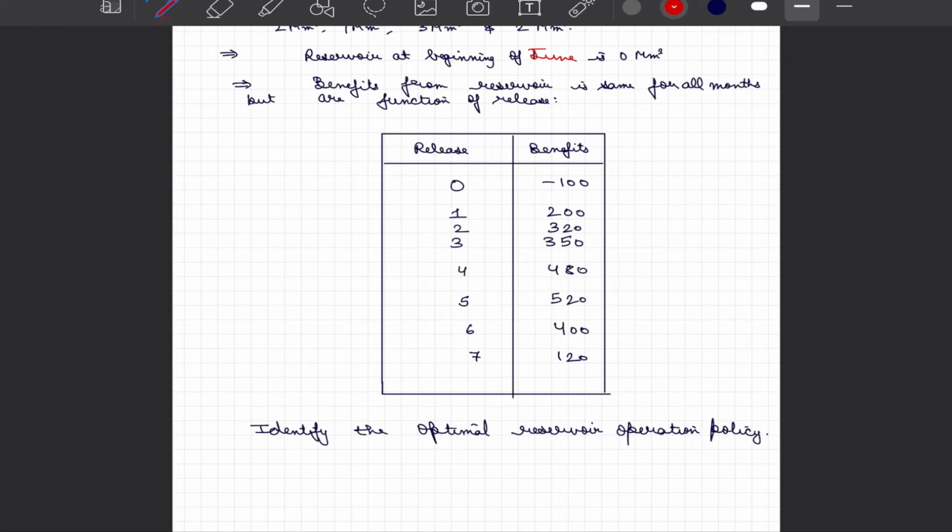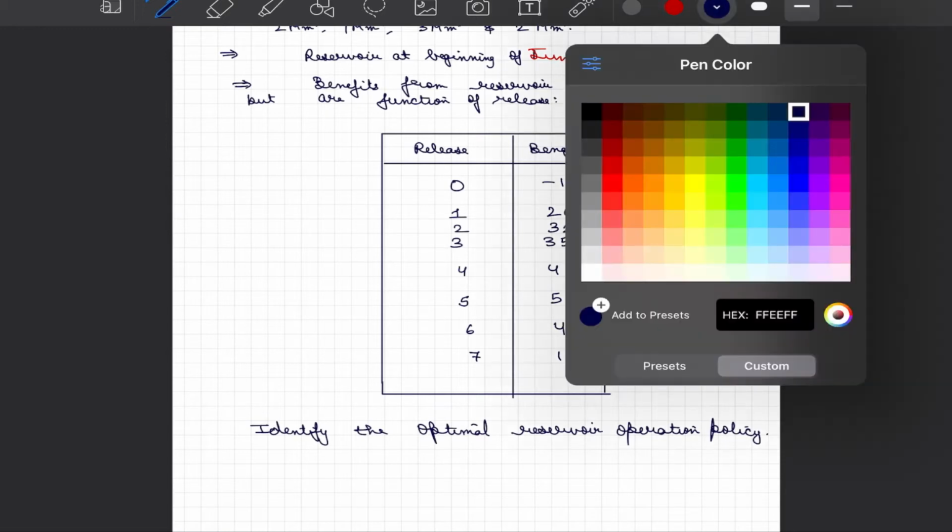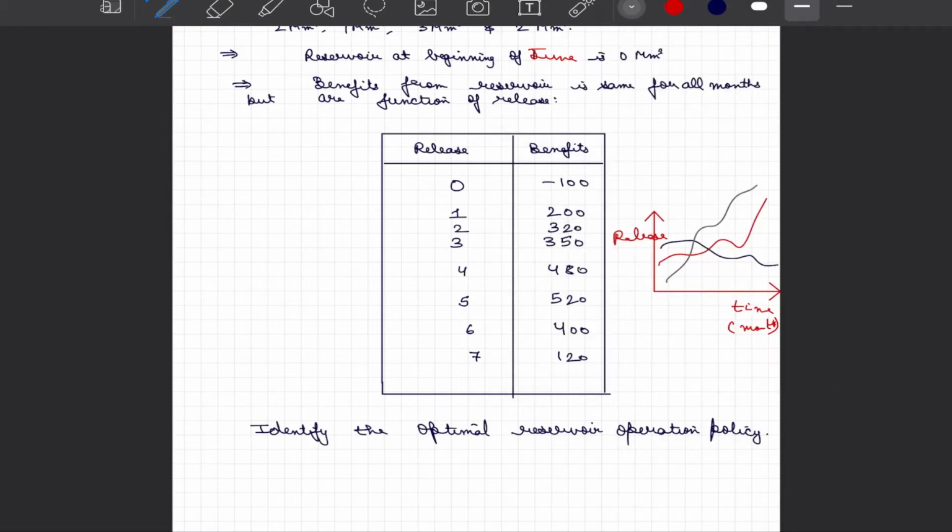What this reservoir operation policy means is that if on the y-axis we plot the release, and on the x-axis we have time, which in this case is months, then the optimal release policy is how much water we should release in each month. Should the trajectory of release look like A, or B, or C? Whatever gives us the maximum gains should be the release policy that we follow.